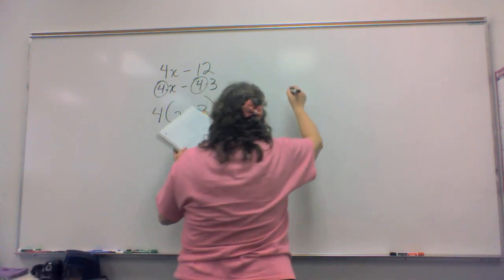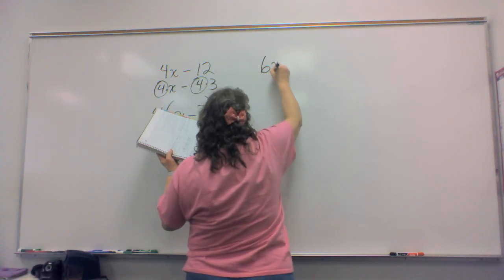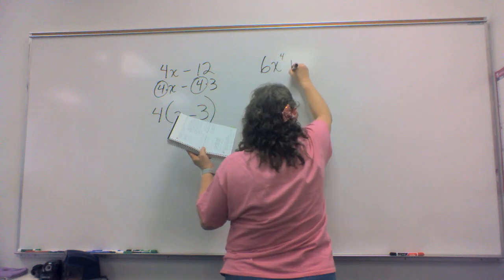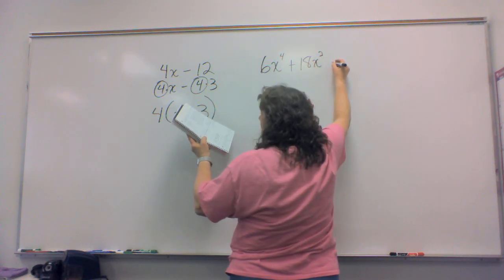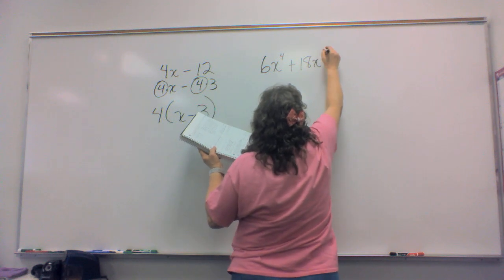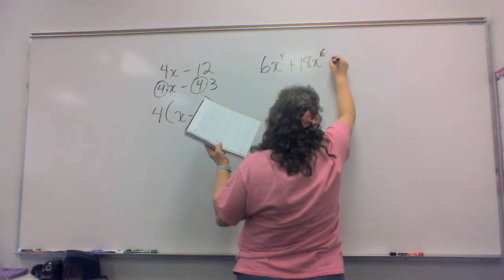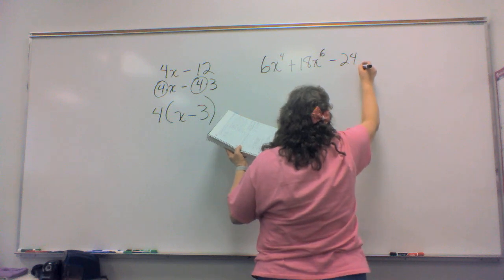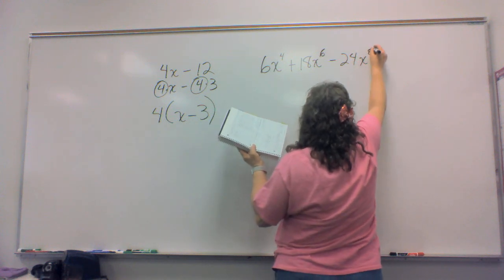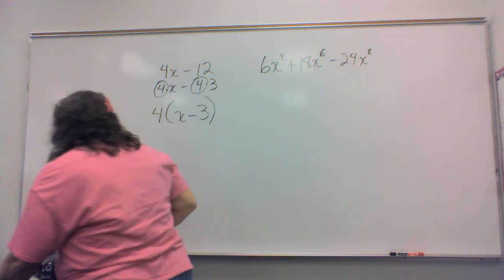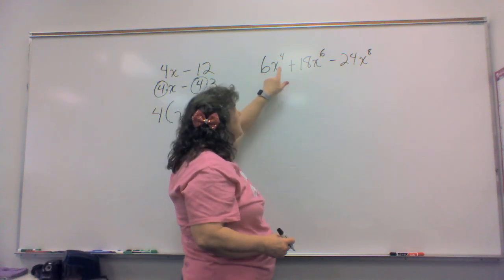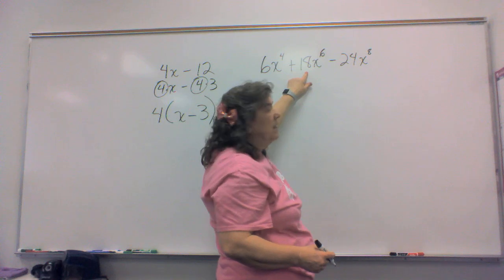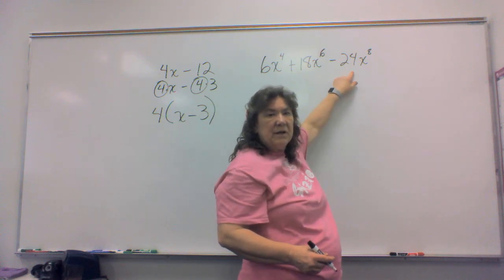Let's look at a bigger one. 6x to the fourth plus 18x to the sixth, get my right number here, and minus 24x to the eighth. So, notice 6 times 1 is 6, 6 times 3 is 18, and 6 times 4 is 24.